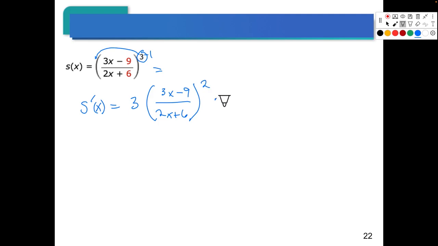Got half our work done. Now what do we need to do? We need to take the derivative of the inside stuff, and that's the ugly part, because that one is a rational function. It's something with a quotient. What do we need to use? Yeah, we need to use the quotient rule.